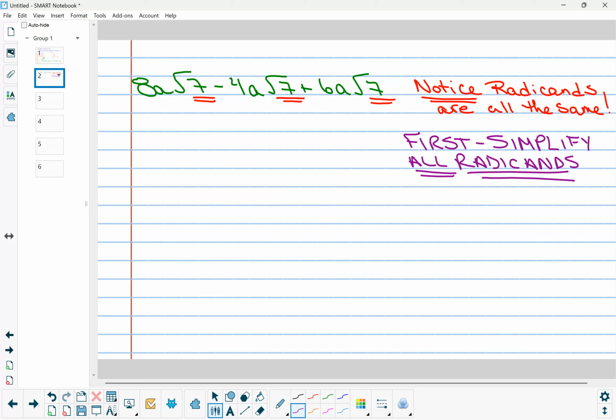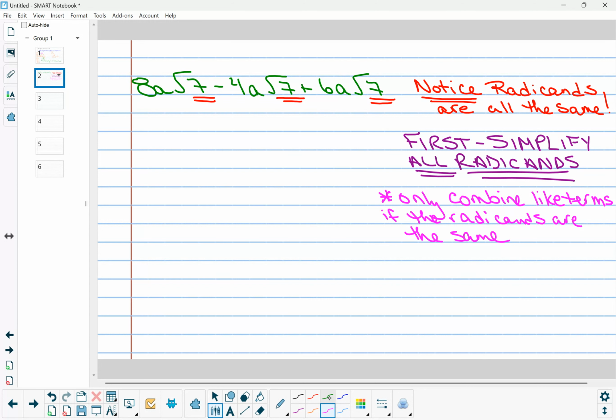Then, in order to combine like terms, just like with variables, you can only combine like terms if the radicands are the same. Okay, so this is important. All right, and then you would just add and subtract the coefficients out front based on the signs.